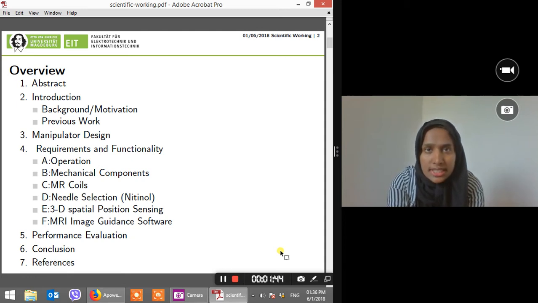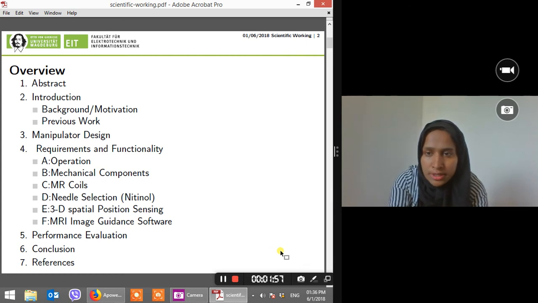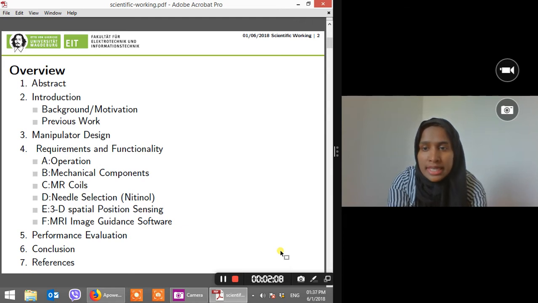The position sensing, 3D position sensing for covering the 360 degrees. Then the MRI image guided software, which will be a graphical user interface from the physician's perspective. Then we will evaluate the performance, whether we received the actual results or not, and then we conclude with the pains and gains of the project and whether there is a future prospect of research in this domain or not.